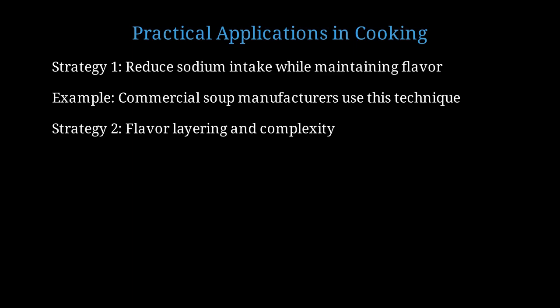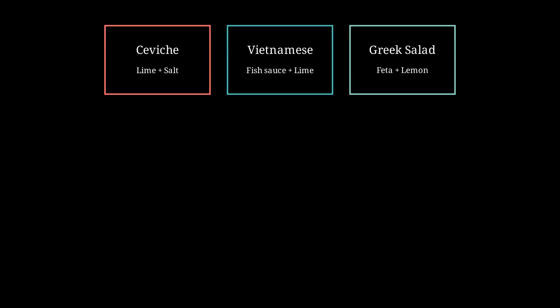The salt-acid amplification doesn't just make food saltier, it creates a more complex, dynamic flavor profile. Many traditional cuisines have discovered this effect through centuries of experimentation. Mediterranean, Southeast Asian, and Latin American cooking all feature acid-salt combinations. Here are 3 classic examples from world cuisine.